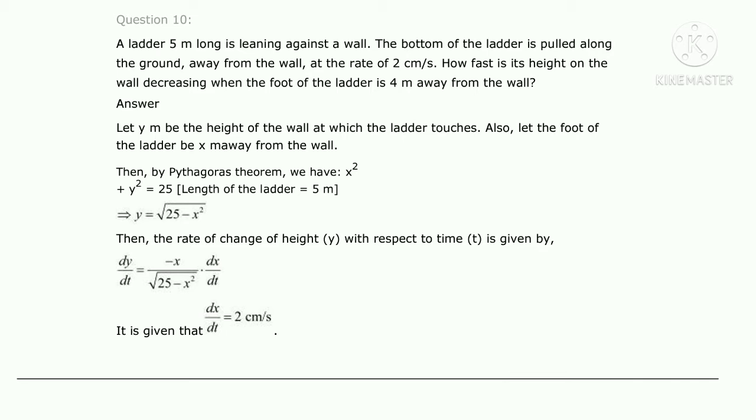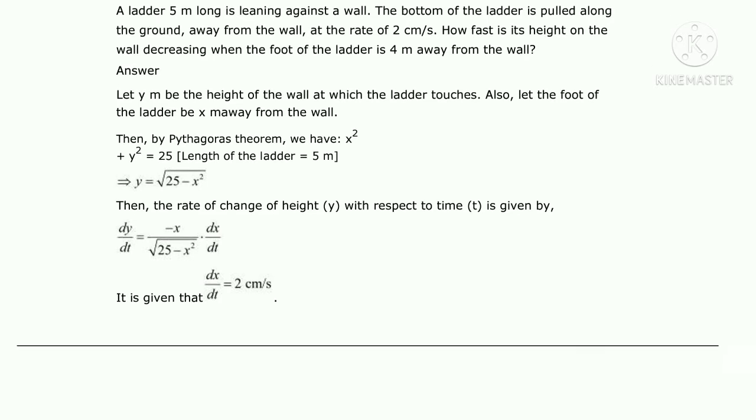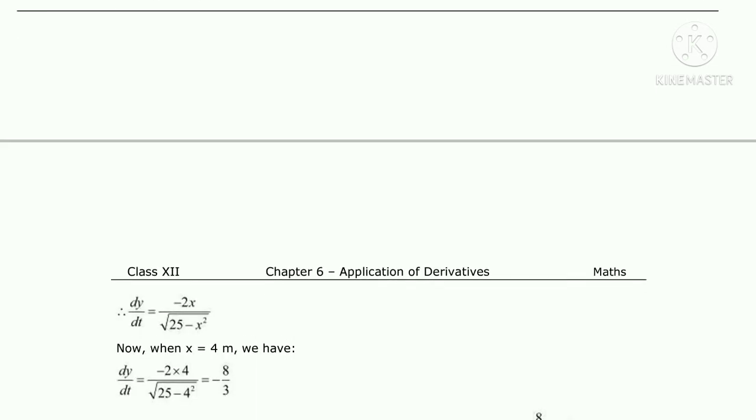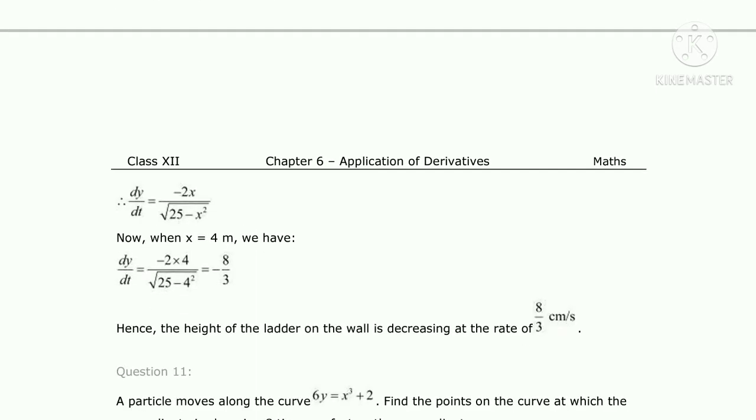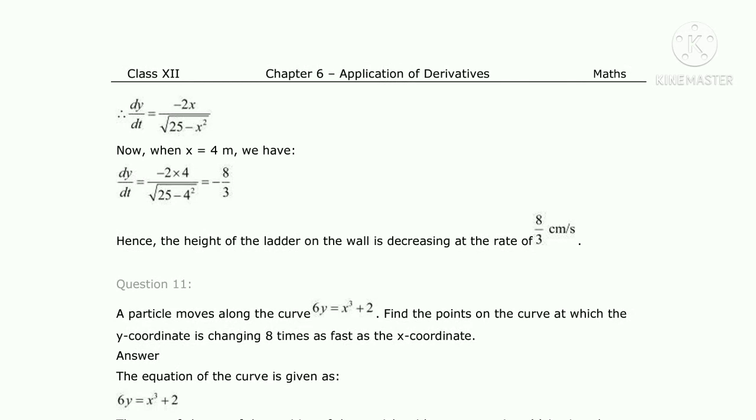We have to find out how fast its height on the wall is decreasing when the foot of the ladder is 4 meter away from the wall. So that means here x is also given, and it is 4. So if you put this and calculate, dy/dt equal to minus 8 by 3. Is it clear? So decreasing, that's why we get minus 8 by 3, and finally our answer is 8 by 3.